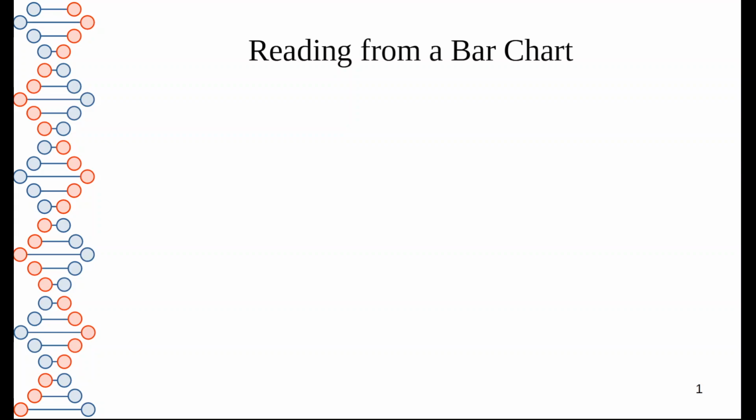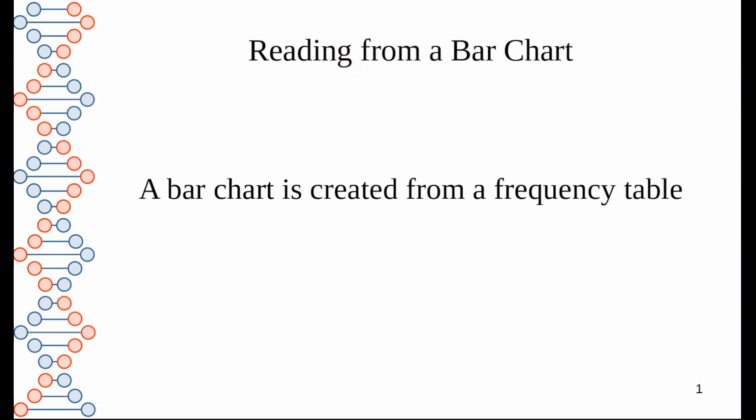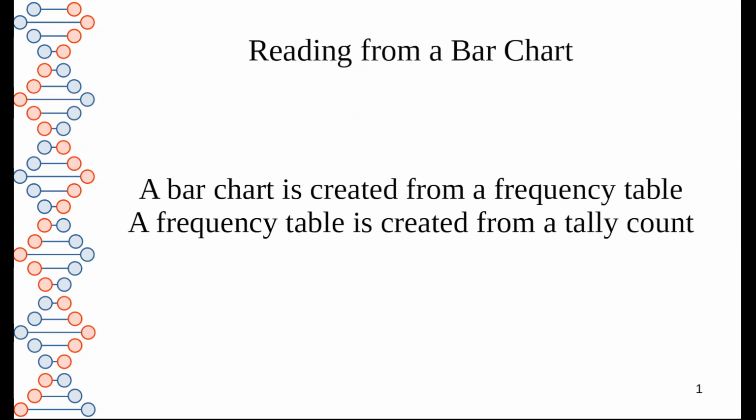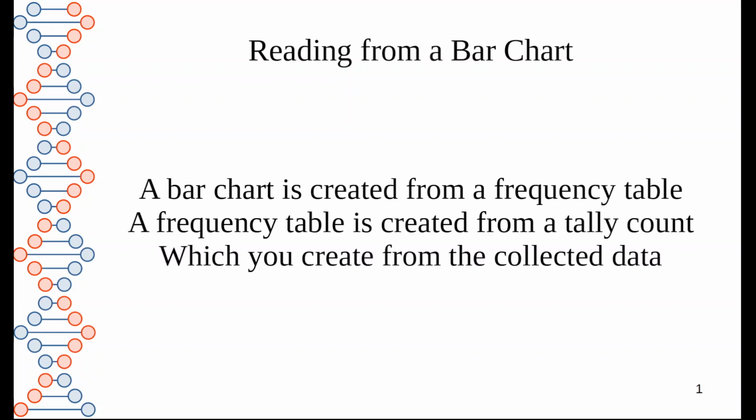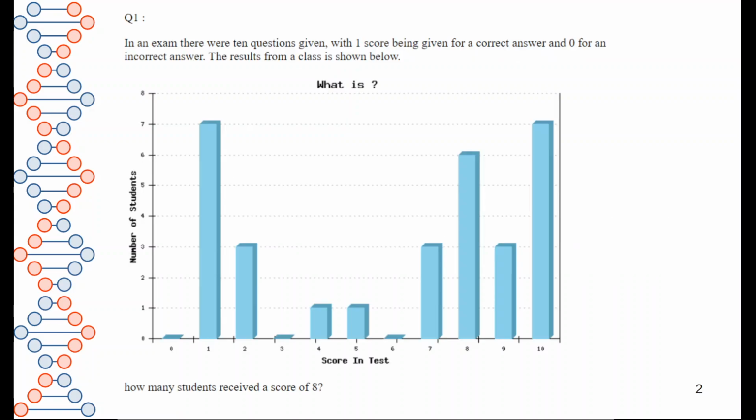Statistics, which is reading from a bar chart. So let's just remember where we get a bar chart from. We get a bar chart from a frequency table. And as we already know, a frequency table we create from a tally count, and the tally count is created from the collected data. And you went through that whole process already in the exercise of creating a frequency table. But we're going to look at something a little nicer today, which is reading from a bar chart.